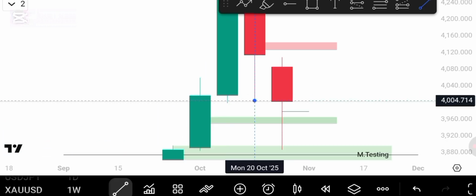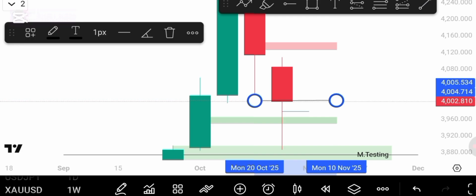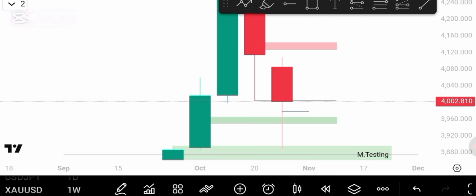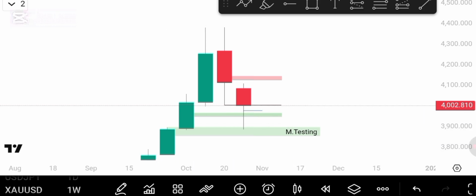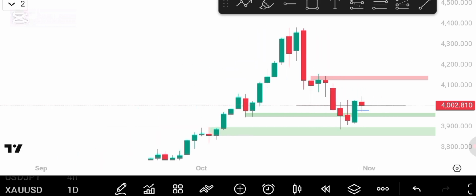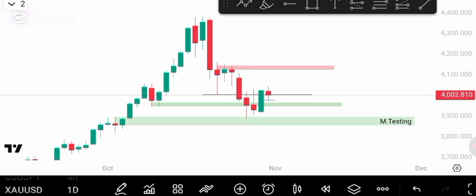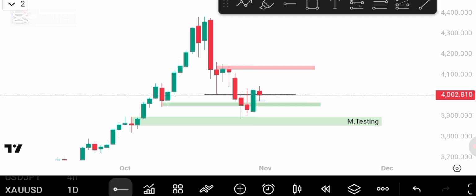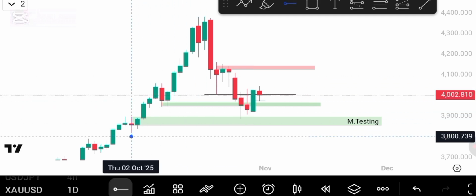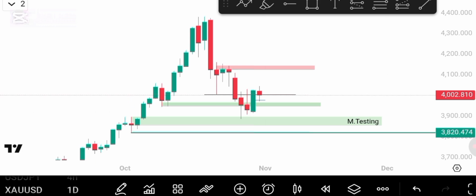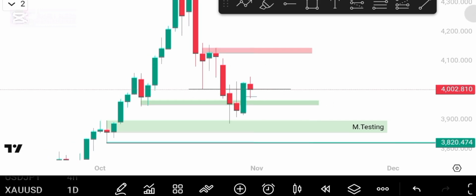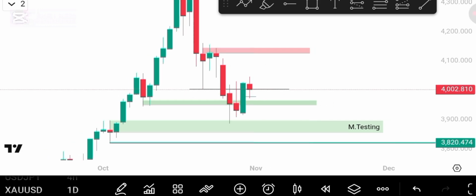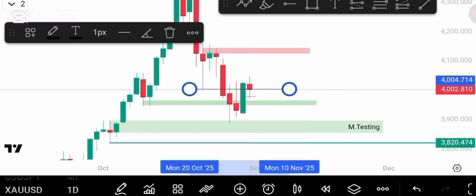If we see the previous week candle, a candle has closed just near the low of the previous week. Now if I switch to the daily time frame, here we can see that this is actually the previous month high. The zone that I have marked for testing is the previous month high that needs to be tested now, and this is the last line from where we can expect a continued movement to the upside.